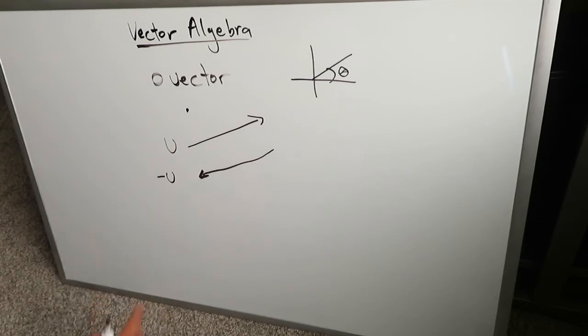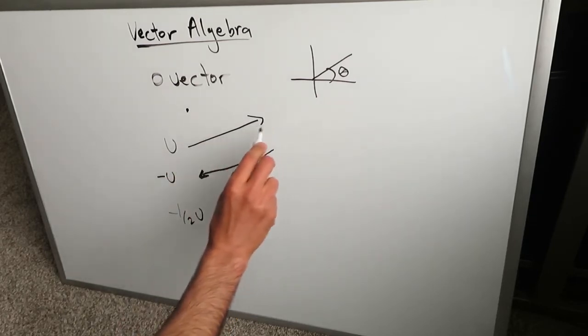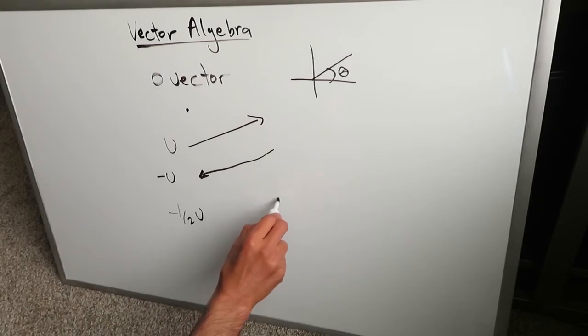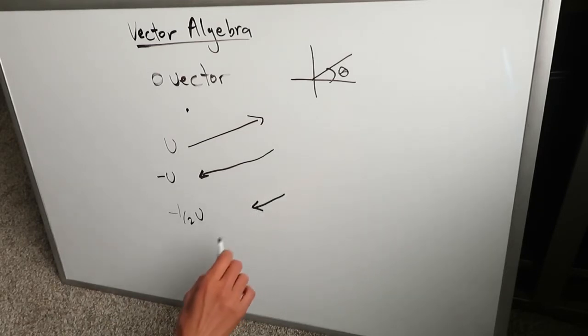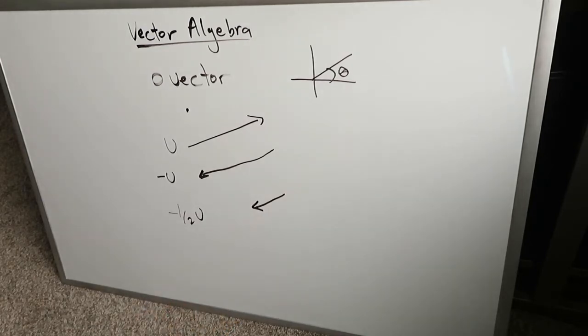It has to be in the same inclination. So keep that in mind. How about if I said minus half u? How would I represent that? It'll be with the exact same angle with respect to the horizontal, but of course it'll be half as long. See, minus half u. If this is u, this is minus half u.